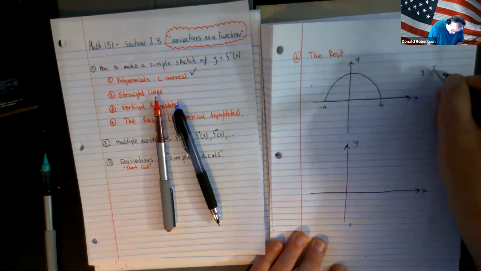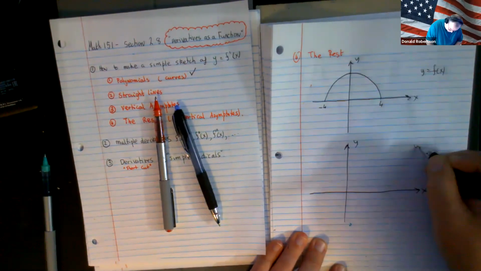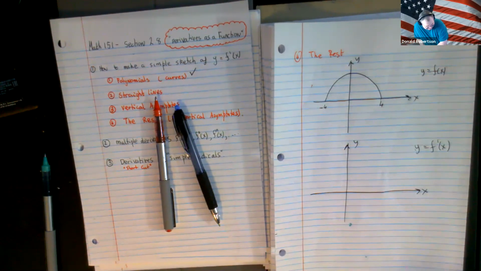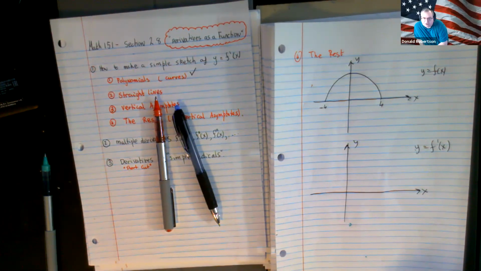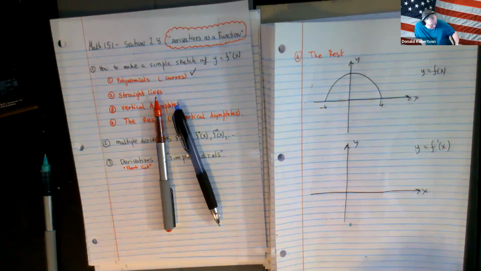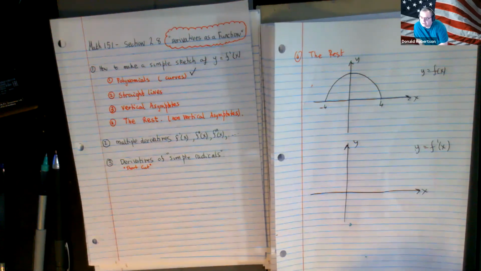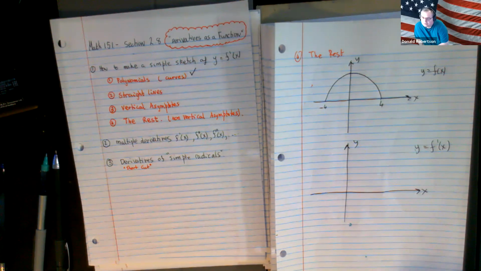Here is going to be my original function. Here is going to be the sketch of my derivative. Now, when you look at a simple shape like half a circle, I think you're going to be surprised by how complicated the answer is.